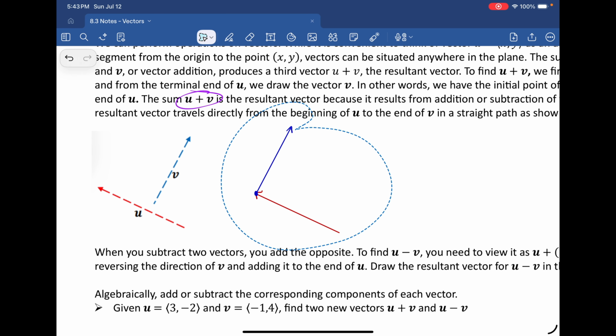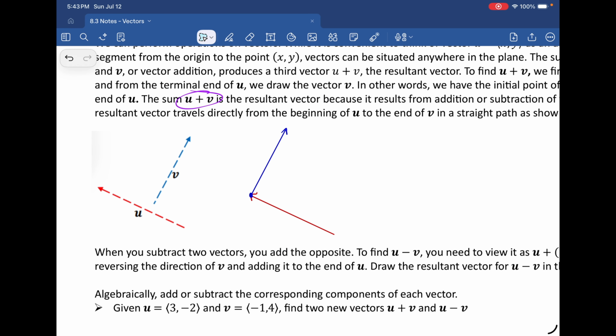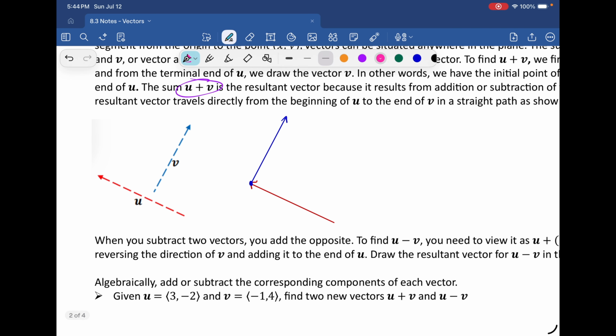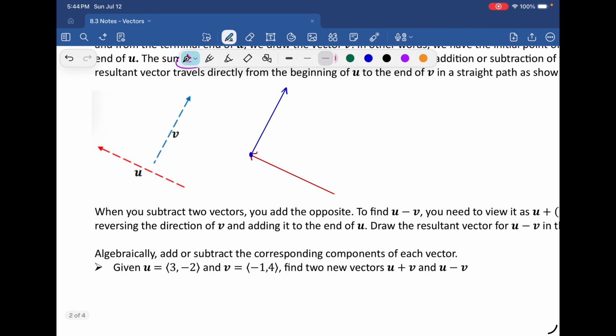So I'm going to get that out of the way now. The new vector starts at the beginning of u and ends at the end of v. And your direction is towards that terminal point for your second vector. So this is called your resultant, and you label it as u plus v.